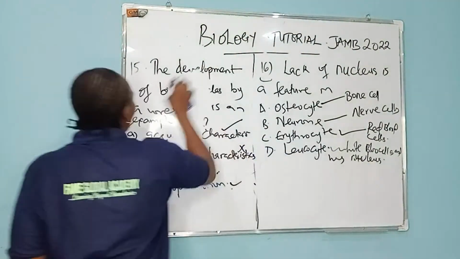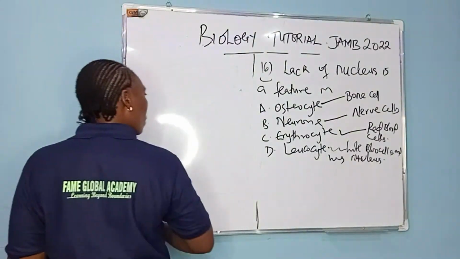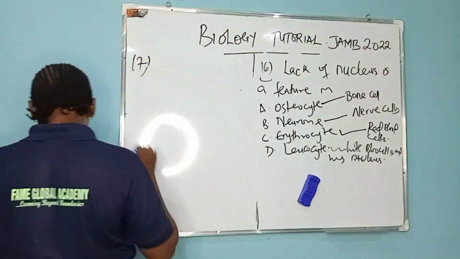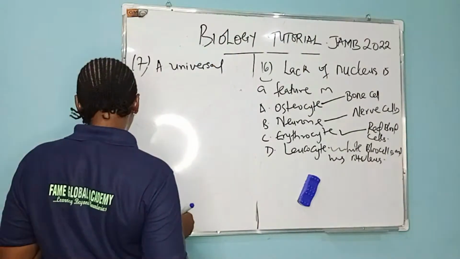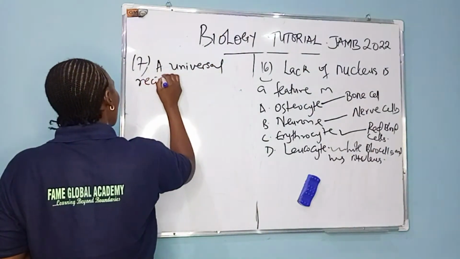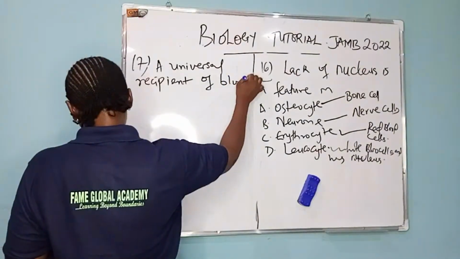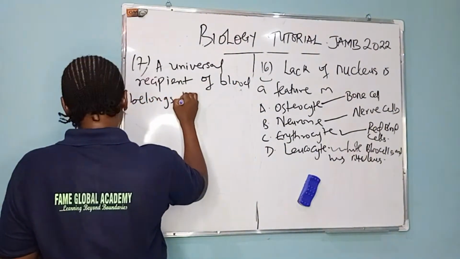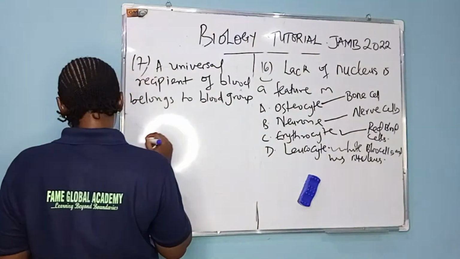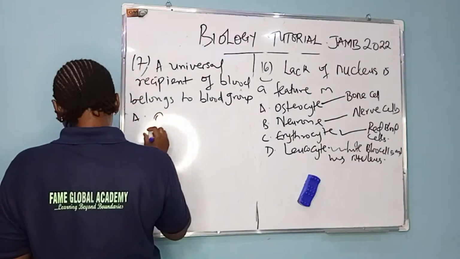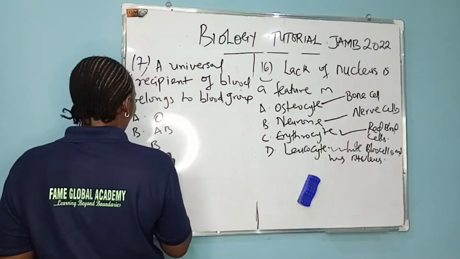Okay, let's quickly go to question 17. Question 17, which is a universal recipient of blood belongs to blood group A, O, B, AB, C, B, D, A.